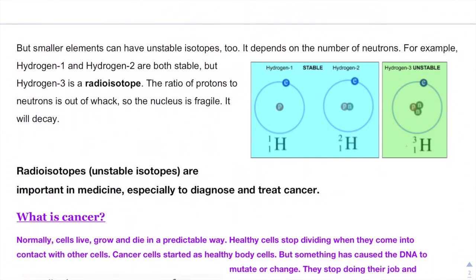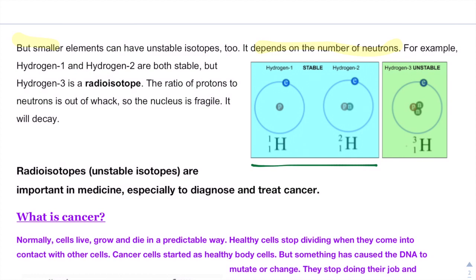But, reading again here, smaller elements can have unstable isotopes too. It depends on the number of neutrons. For example, hydrogen 1 and hydrogen 2 are both stable, but hydrogen 3 is a radioisotope. The ratio of protons to neutrons is out of whack, so the nucleus is fragile. It will decay. So hydrogen 1 and 2 are shown here in the blue box.